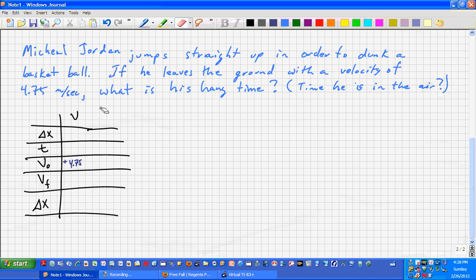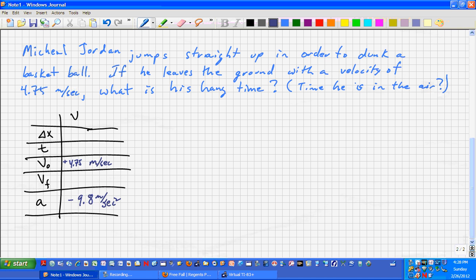Meters per second. We don't know v final. We don't know change in position. Wait, I wrote change in position twice. I don't want to do that. What is my other variable here? Oh, acceleration, of course. That's going to be negative 9.8 meters per second squared. It doesn't look like we have a lot of information here.